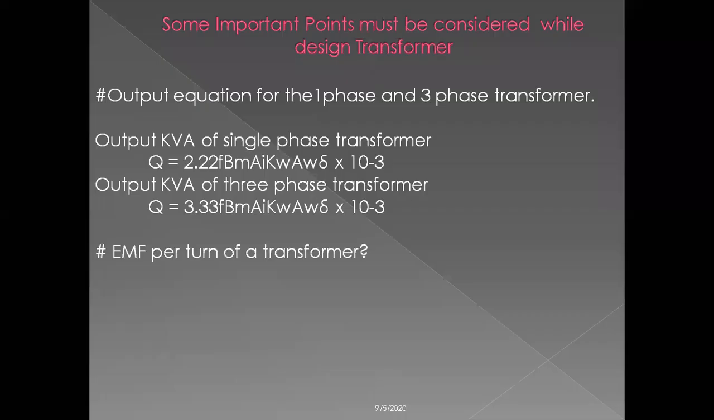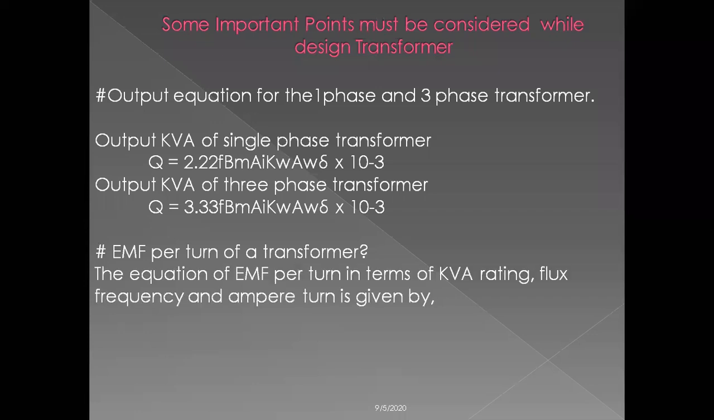Next will be the EMF per turn. The equation of the EMF per turn is ET equals K root Q, where K equals root of 4.44 F phi m upon 80 into 10 raised to power 3. So now the formulas will come, and based upon these formulas your design part will start.